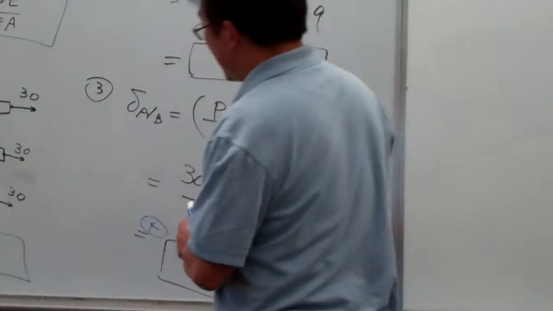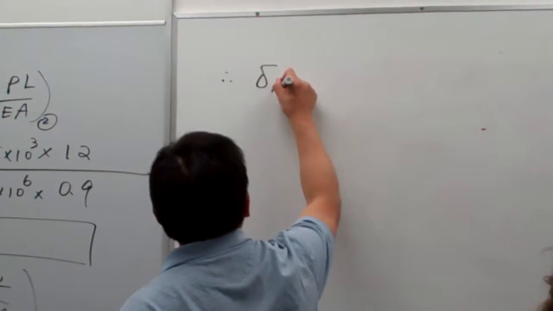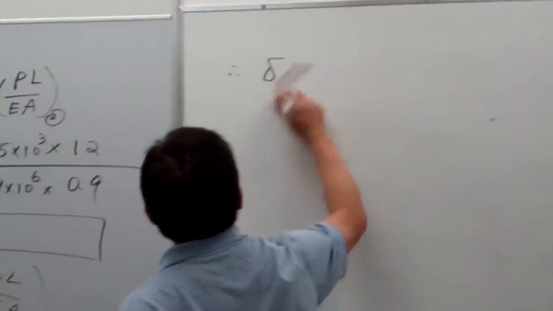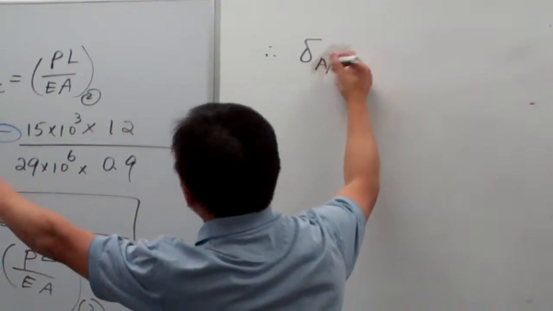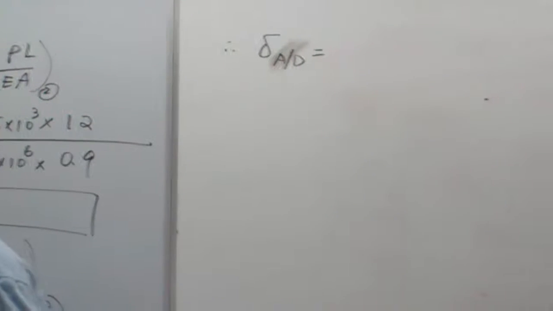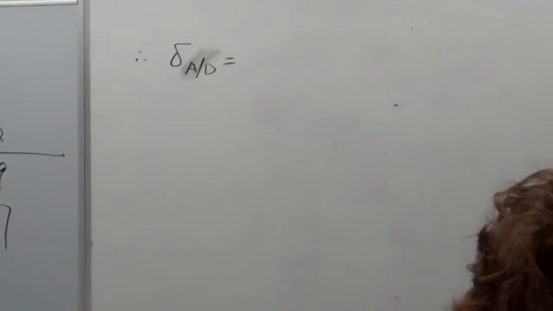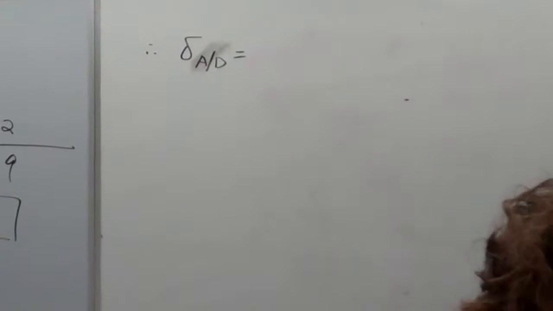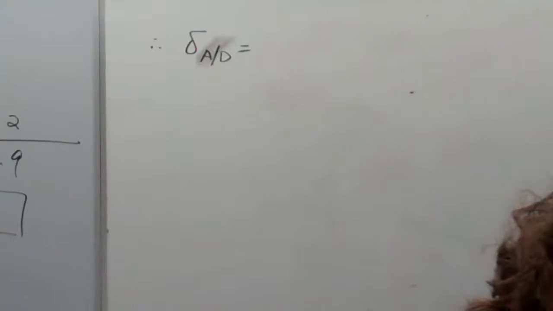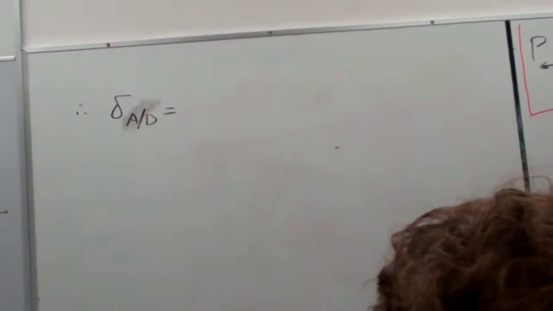If anyone can help on the three figures, so therefore the deformation of A relative to D will be equal to the three numbers. This number... I don't have the numbers here, but can I just use the symbols? I have the numbers. Okay, great. Thank you.